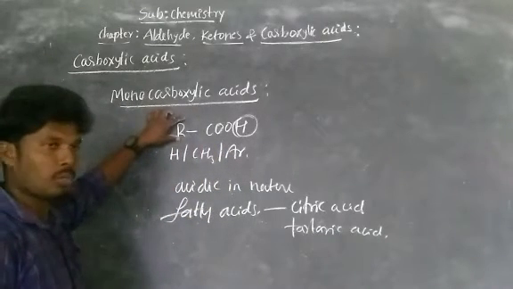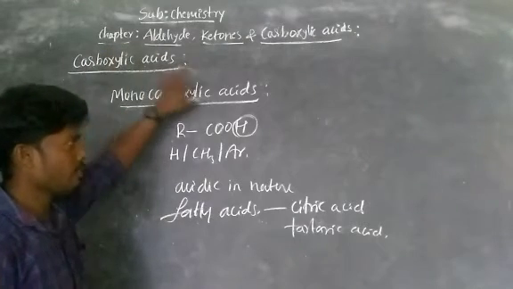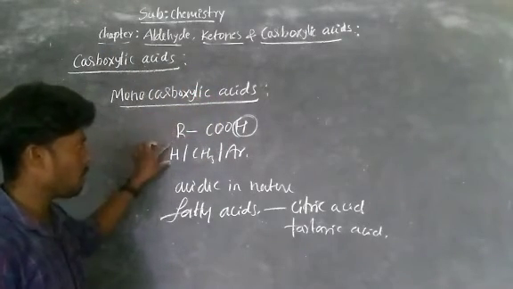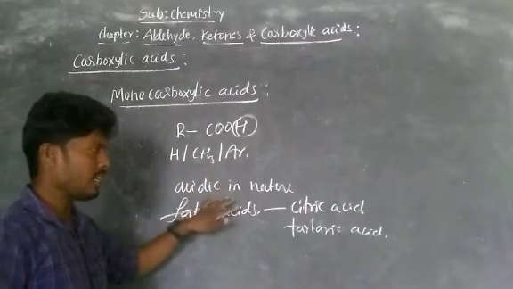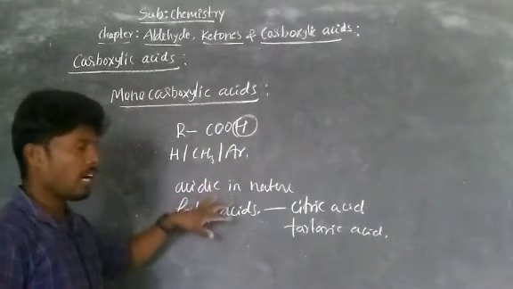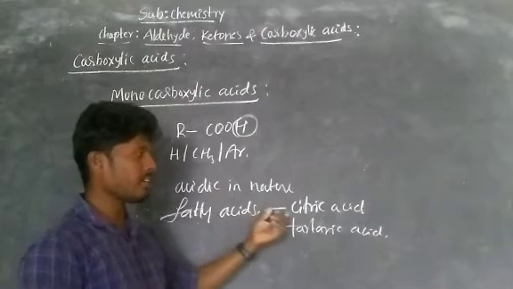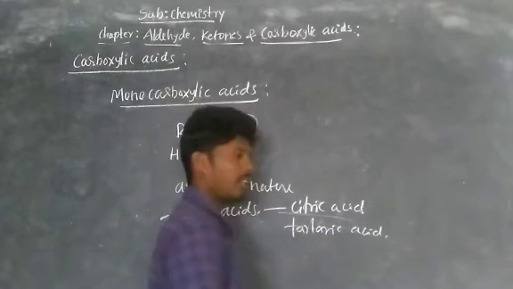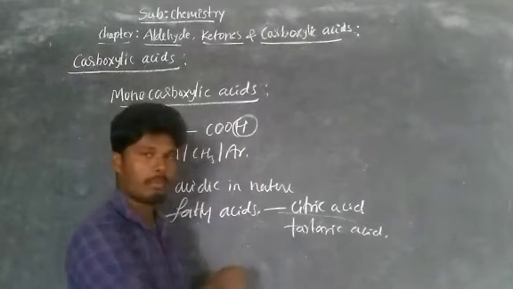This is the representation of monocarboxylic acid. Monocarboxylic acids are the carboxylic acids which have only one COOH group. Here R is either hydrogen or any alkyl group or any aryl group, and these are acidic in nature due to the presence of one acidic hydrogen. They are also called fatty acids. Then naturally occurring carboxylic acids are citric acid and tartaric acid. These occur in orange or lemon fruits.